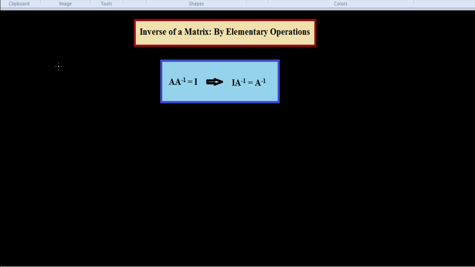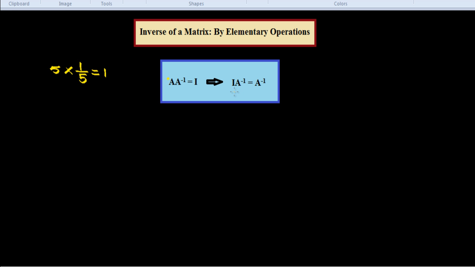Look at this. If we multiply 5 with its reciprocal, which is 1 by 5, we get 1. So we start with this concept. Here, if a matrix is multiplied with its inverse, we get the identity matrix. Then we try to convert this matrix A into I. We convert matrix A through the elementary operations of rows or columns into the identity matrix.